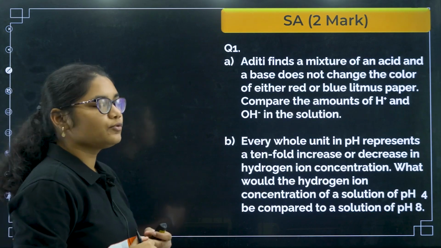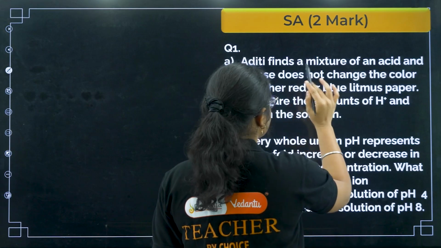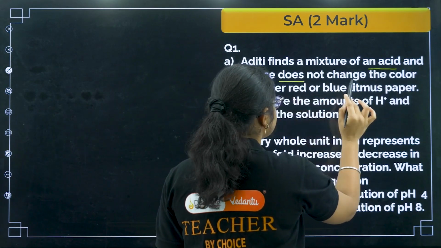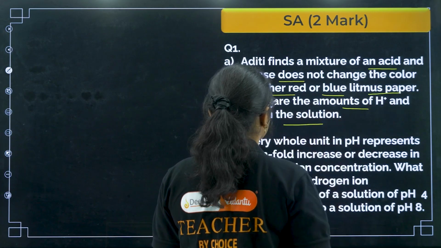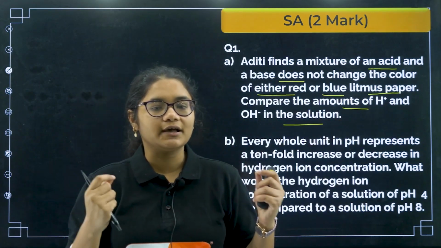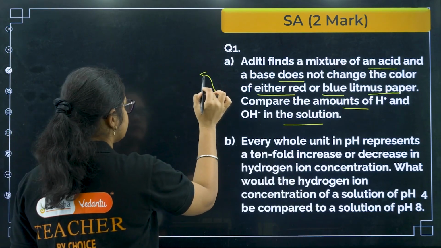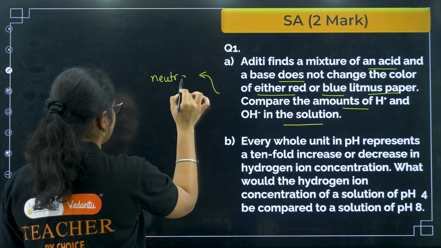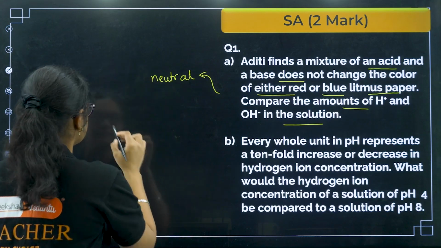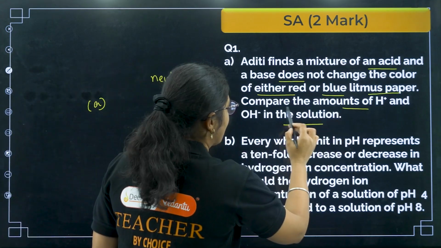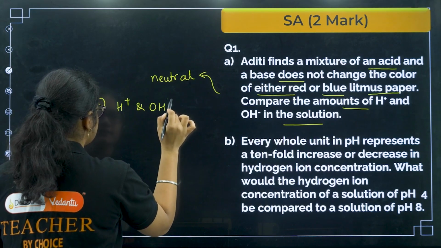Next, we'll go to 2-marker questions now. Here are some important 2-marker questions. First is, Aditi finds a mixture of an acid and a base which does not change the color of either red or blue litmus paper. Compare the amounts of H plus and OH minus. If the litmus paper is not changing color, that implies that this solution is neutral. In neutral solutions the concentration of H plus and OH minus is equal. So how can I answer this? The question is, compare the amount of H plus and OH minus. You can say the amount of H plus and OH minus is equal.